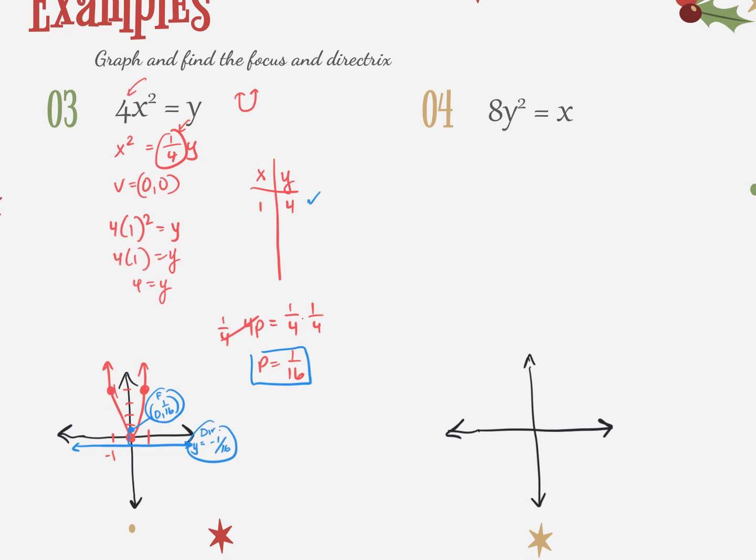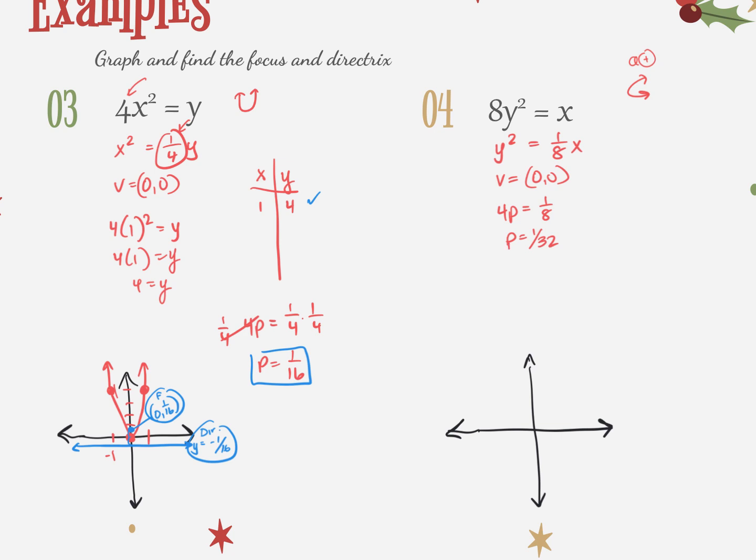And as we mentioned before, we want the y squared or the x squared isolated. So it's going to be 1 over 8x. I know this is going to be a horizontal graph and it's going to open to the right because a is positive. Okay. So my vertex is still 0, 0. I'm going to find my p-value. Remember, 4p equals 1/8. So that means p equals 1/32.